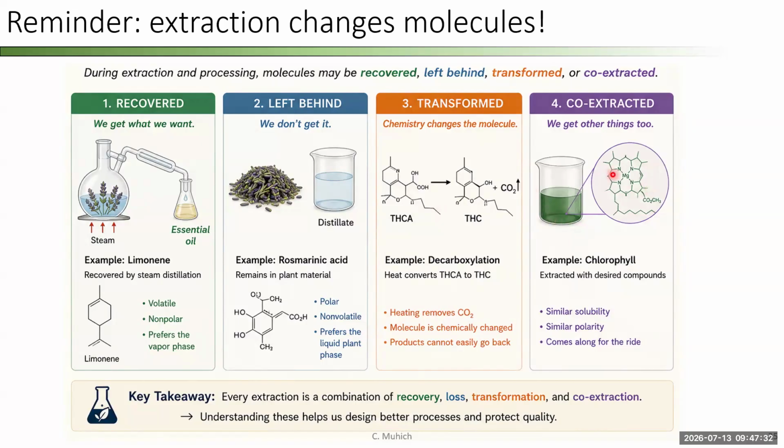But then we also get co-extraction. I can't say only the vanillin gets extracted. We often extract other things like chlorophyll that get removed, and these often give off colors or off smells. So everything that we do to try to drive the system and alter equilibrium is going to have effects on how much is recovered, but also what's left behind, what's co-extracted, and what's transformed.